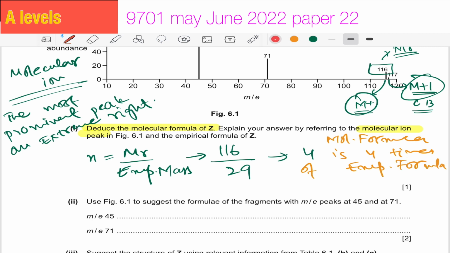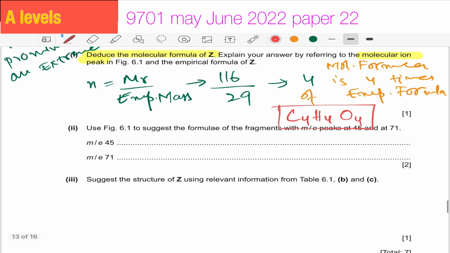So that means the empirical formula is C4H4O4. We have multiplied the empirical formula by 4. So this would be the molecular formula of compound Z. Now in the next part they're saying, use figure 6.1 to suggest the formula of the fragments with the mass to charge peak at 45 and 71.